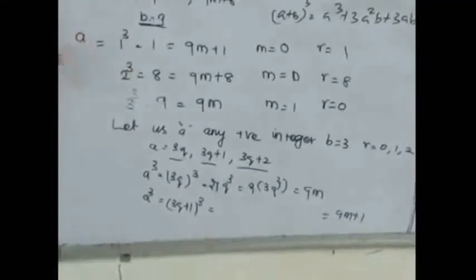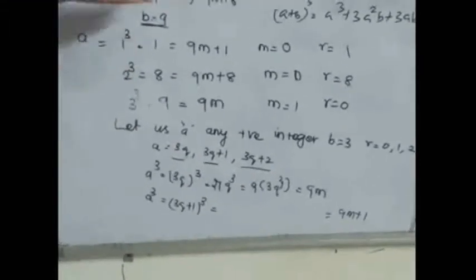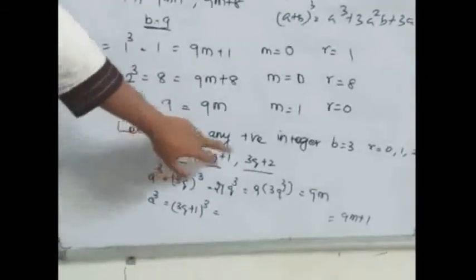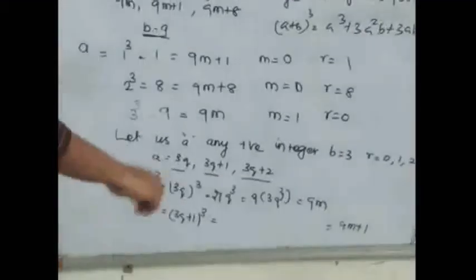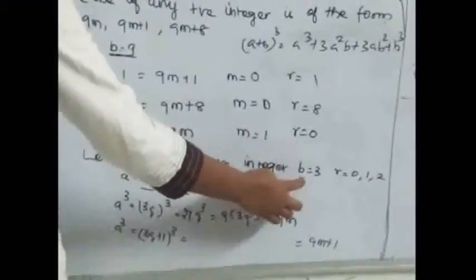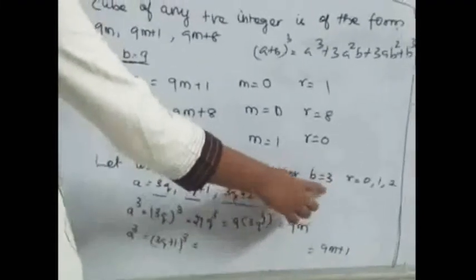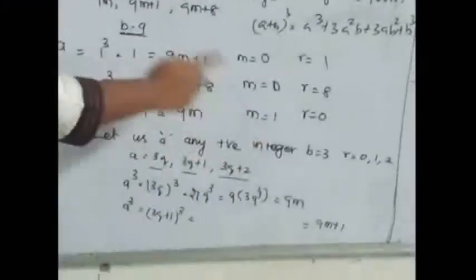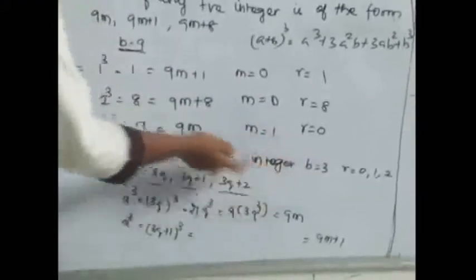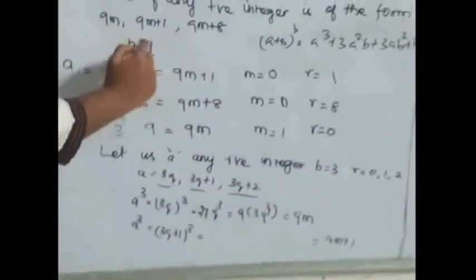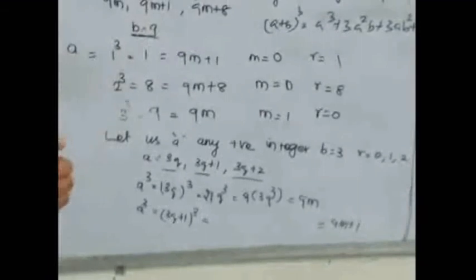So we should prove it analytically, just like the last problem. Let us take any positive integer. Here, instead of taking b equal to 9, I am going to take b equal to 3, because 3 actually is a factor of 9. Instead of 9, I have written 3, because if you take b equal to 9, you have many terms and your problem will be lengthy.